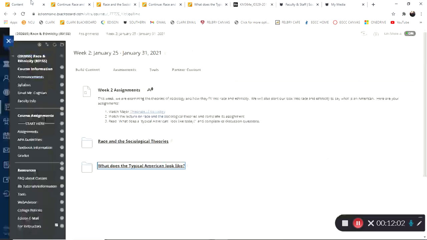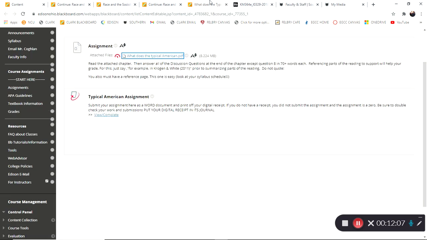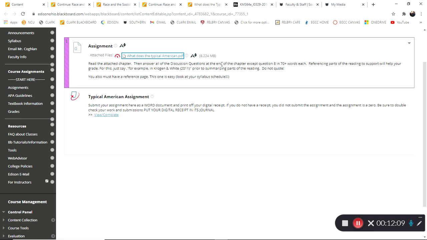And it says you just need to do all the discussion questions except question 8. Okay, 70 words for each discussion, so you end up with about a 400 to 500 word paper. It should end up being about a full page single spaced, or two pages double spaced, okay? And it says quite clearly, do not quote. So when I'm reading, I usually read and then I write, read and then I write, okay? That tends to help me when it comes to paraphrasing and avoiding quoting.